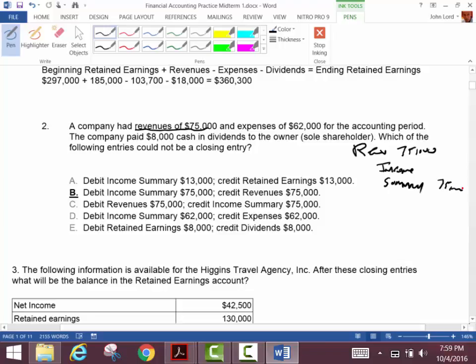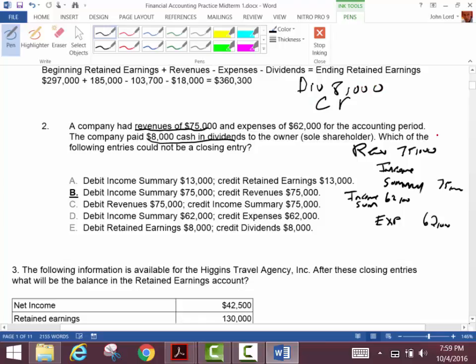And then they decide to close the expenses separately. So to close my expenses, I have to credit them, don't I? So I credit the expenses for 62,000, and I'm going to debit income summary for what? For 62,000. And then they tell me that they had these cash dividends. So when they gave the dividend out, they debited dividend for how much? 8,000.